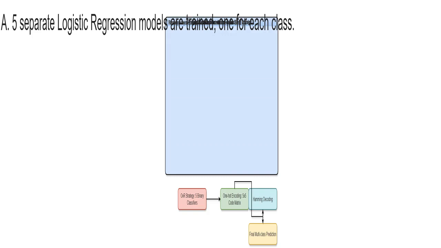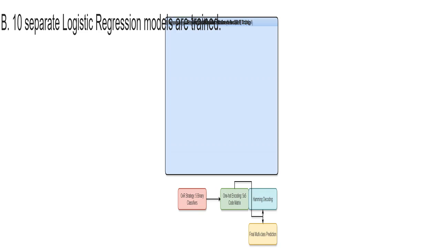Since we have 5 classes, the OutputCodeClassifier indeed trains 5 separate logistic regression models. Each model focuses on distinguishing one class from the rest. This is the essence of the OVR method. This option suggests that 10 models would be trained. This is incorrect. OVR trains 1 model per class, so with 5 classes, only 5 models are necessary. The other strategy is 1 vs 1 where for n classes, n*(n-1)/2 models will be trained. This is not the case here.